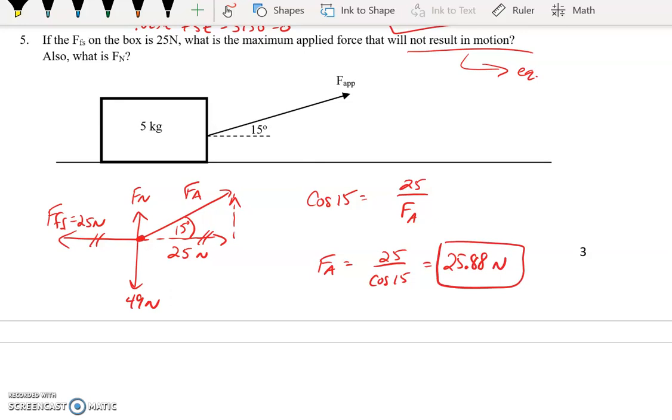We're then also asked to find the normal force. So we can find our y component of the applied force pretty quickly. That y component, we can use tangent, I guess. So tangent 15 equals FAY over 25. That's going to give us a y component of 6.7 newtons. And so Fn plus that 6.7 are balancing out the 49 newtons going down. So we can just subtract from 49 and get 42.3.